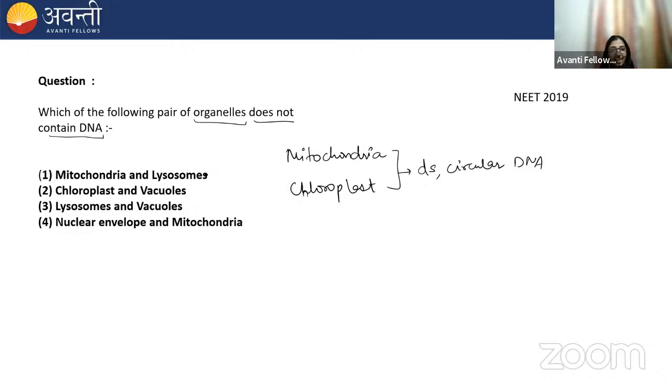Option 1 says mitochondria and lysosome. Mitochondria have DNA, lysosome does not. Option 2 says chloroplast and vacuole. Vacuole does not have DNA. Option 3 says lysosome and vacuole. Option 4 says nuclear envelope and mitochondria. Mitochondria has DNA and nuclear envelope, that means they are referring to the nucleus. Yes, the nucleus also has DNA. But lysosomes and vacuole do not have DNA. And the question is asking which of the following pair of organelles does not contain DNA. So lysosome and vacuole do not contain DNA.